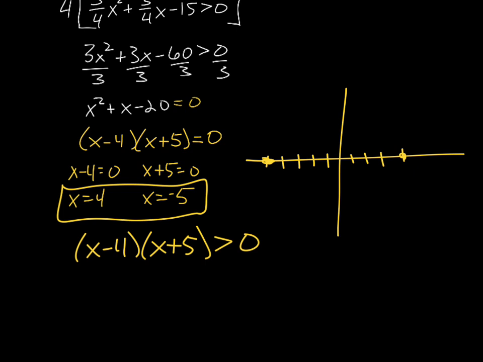Well, I guess it should be a dotted line. Sorry, I'll put it as a dotted line. Why is it dotted? Because it's not equal to also.